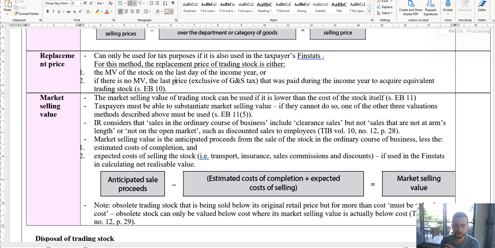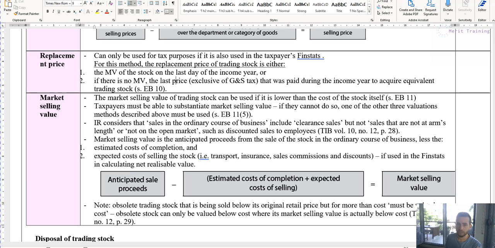The IR considers that sales in the ordinary course of business include clearance sales, but not sales that are not at arm's length or not on the open market, such as discount sales to employees. So what this means is if the market value of your goods is $100 in the ordinary course of business, that would be your market value. But if your business regularly has these clearance sales where they offer 10, 20, 30% off your stock and it's available to the public, you could use that as your market value.